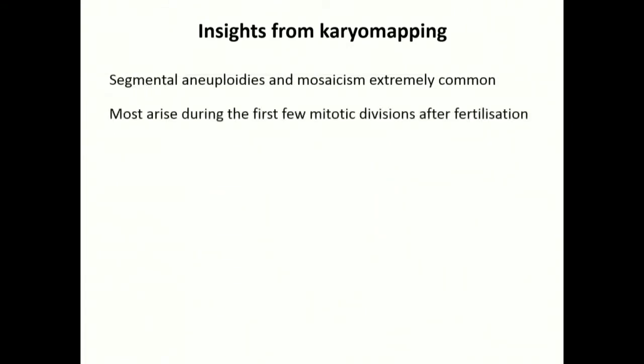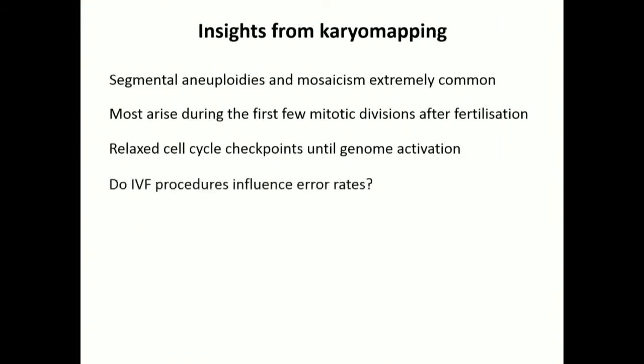So some of the insights: segmental abnormalities and chromosomal mosaicism are very common. As I say, most arise shortly after fertilization, prior to switching on the embryonic genome, which happens around the 4 to 8 cell stage.